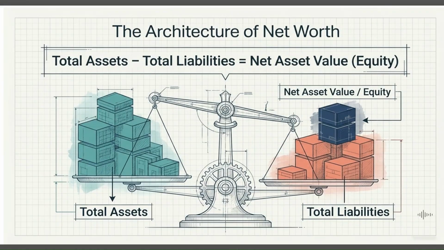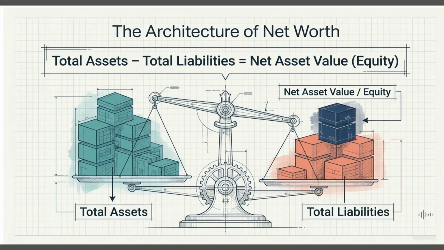Here is that relationship expressed as a formula, and this is the single most important line in this learning unit. Total assets minus total liabilities equals net asset value, which is equity. Look at the diagram. The full bar represents everything the business controls: total assets. Part of that bar is claimed by outsiders: the bank, the suppliers, anyone the business owes. That is total liabilities. Whatever is left after those claims have been met belongs to the owner. That remaining block is equity.